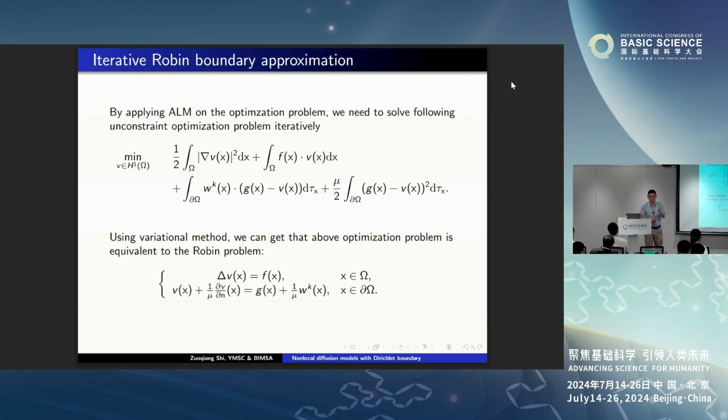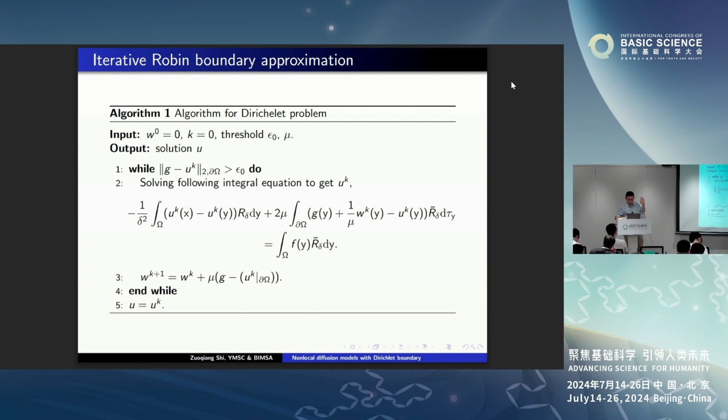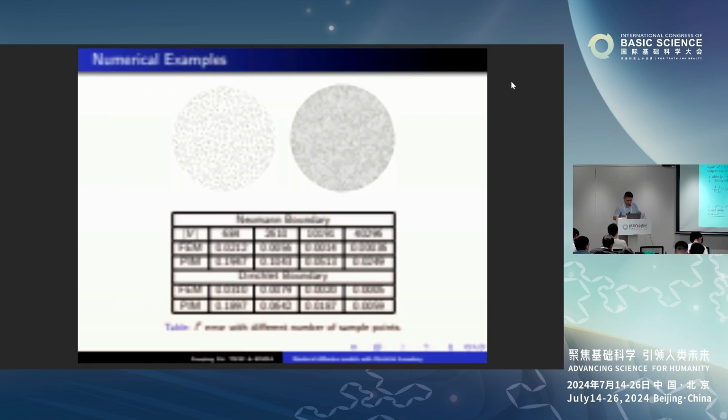Here, we also need to solve a Robin problem. But the point is that here, the parameter mu is a fixed number, not a small or large number. It can be 1. So this is the final algorithm. You need to solve this Robin problem iteratively with a fixed parameter to impose the original Dirichlet boundary conditions.